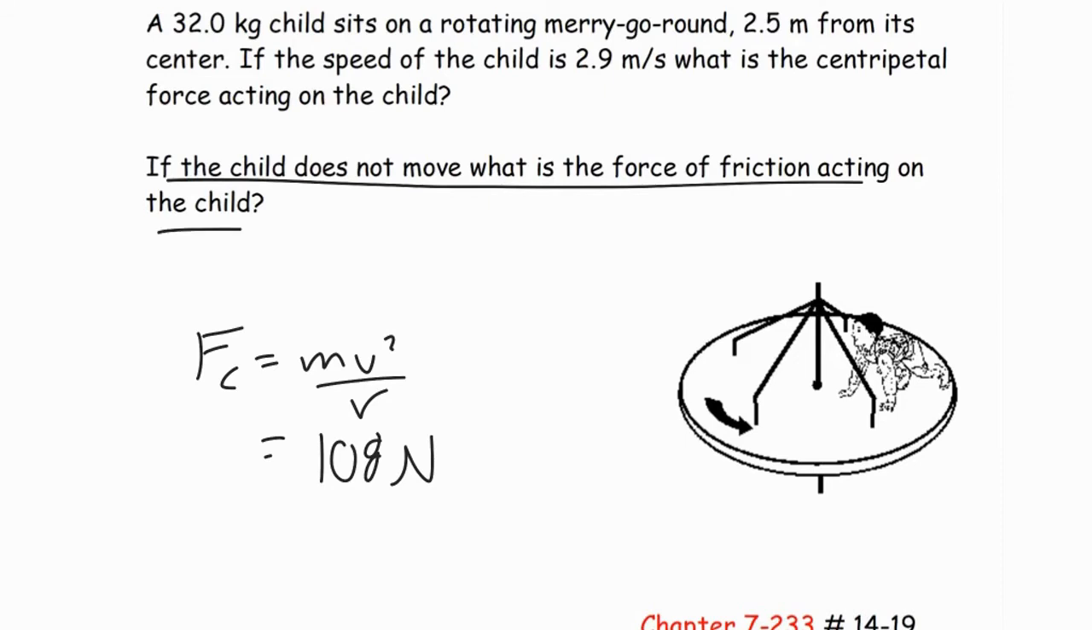And then the question is, if the child does not move, what is the force of friction acting on the child? So this child is traveling in a circle. We have the centripetal force acting in. If this child is not moving, then that force of friction needs to be holding that child in place around the edge of that. So my centripetal force is the force of friction if that child is not able to move side to side either way. So my centripetal force is 108 newtons. My force of friction is 108 newtons as well.